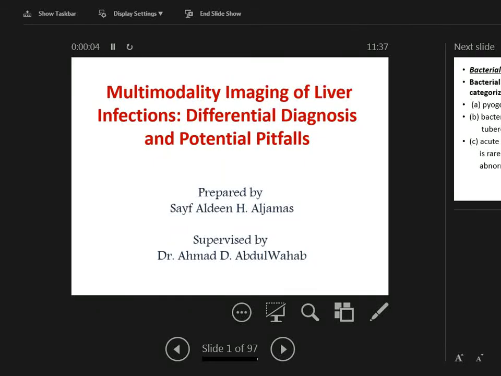Guys, so today we'll have a presentation in our radiology journal club. This presentation is about the multimodality imaging of liver infections, the differential diagnosis and potential pitfalls.